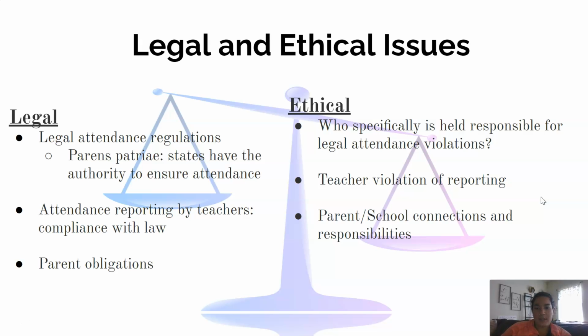So the ethical issues that we see are to think of who is actually responsible for these attendance violations. Is it teachers? Is it parents? Is it administrators? Is it the district? So where are we placing the blame, so to speak, on these kids missing school, and then these teachers violating reporting? So this is a legal issue that teachers have to attend to, but it's also an ethical issue of, are they intentionally not recording attendance? Are they excusing things that they think are excusable, but not going with school policy, things like that?